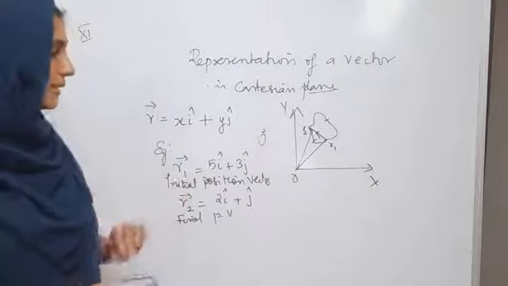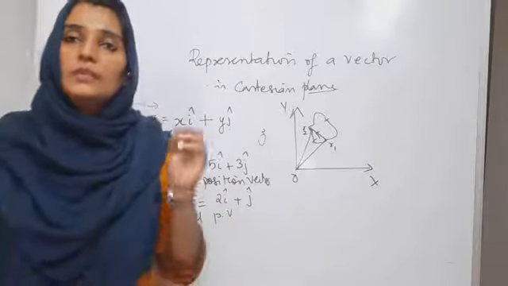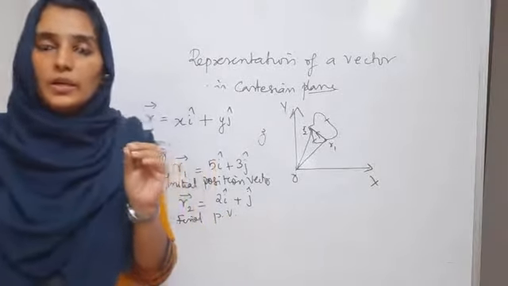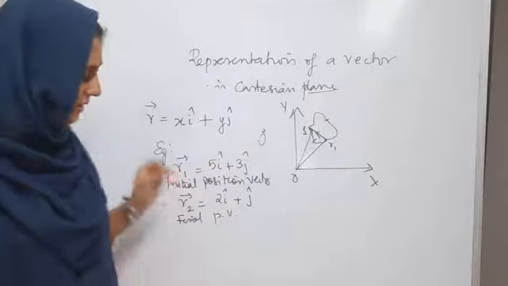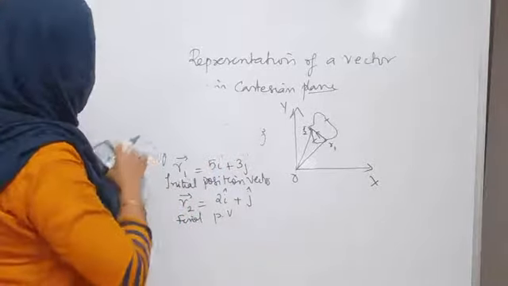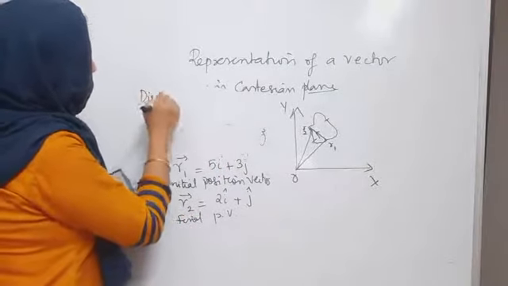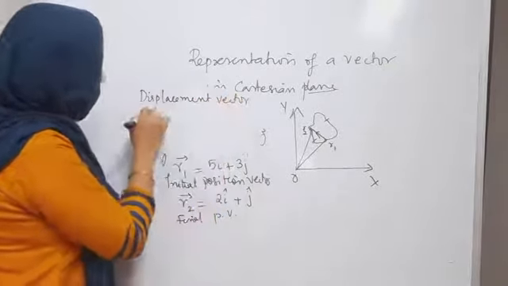And how to get the displacement vector? We have already learned in motion along one dimension that displacement of a particle is given by final position minus initial position. The same concept can be applied here. That is, you can represent the displacement vector as delta R.